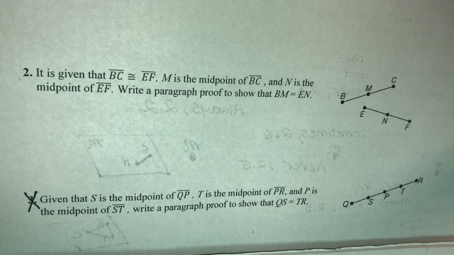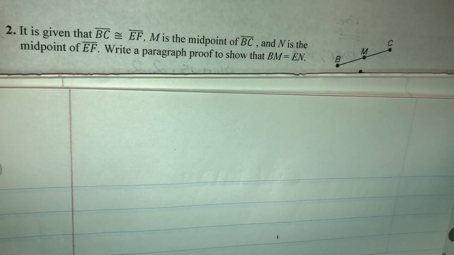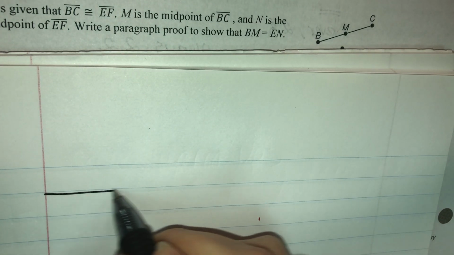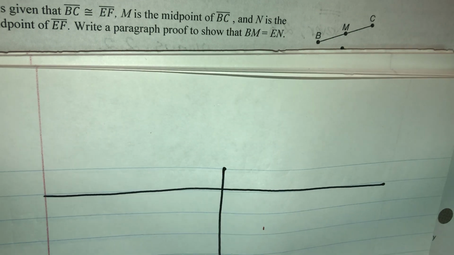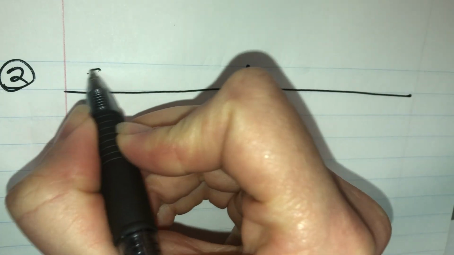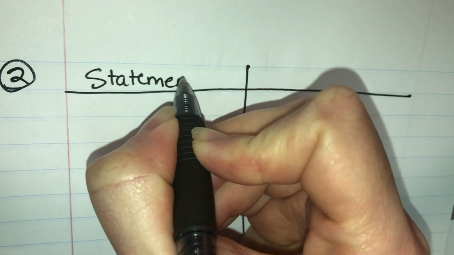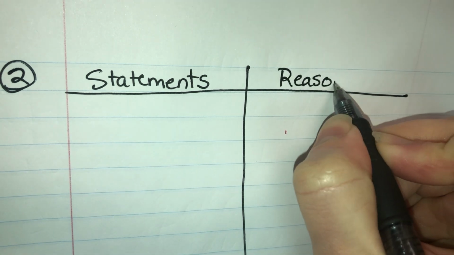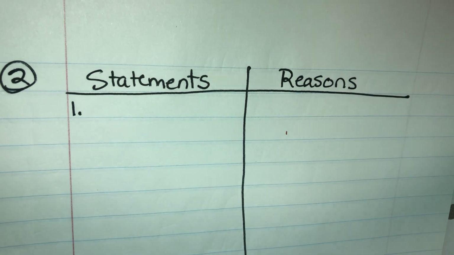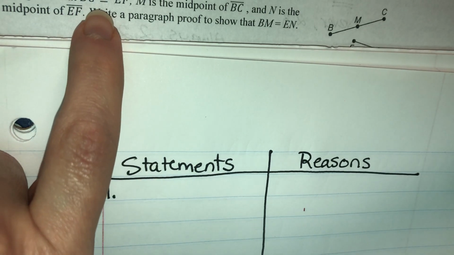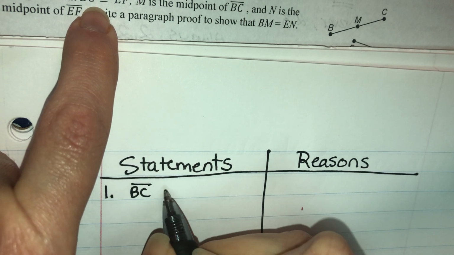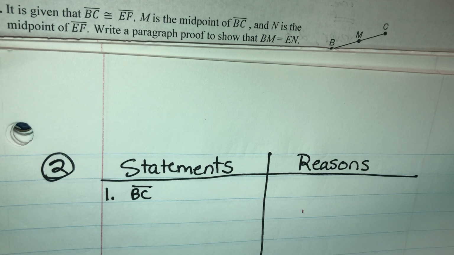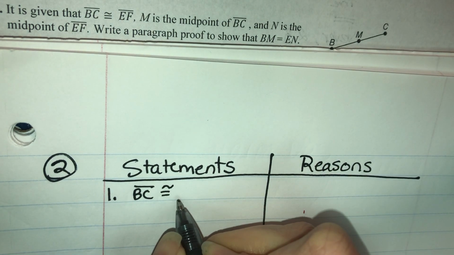So for problem 2, we're going to set it up. Let me see if I can get my paper, because I'm going to need some space. We're going to set it up with a T-chart. Okay, and I'm just making this first one big, probably bigger than I need to. And so this is problem 2, and I'm going to put statements on the left. This is always what goes at the top title of your T-chart, and reasons on the right. And the first thing that goes under statements is whatever they give you in the problem. So it's given that segment BC is congruent to segment EF.